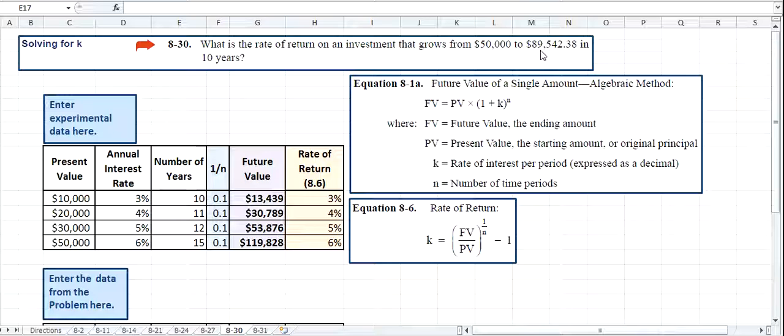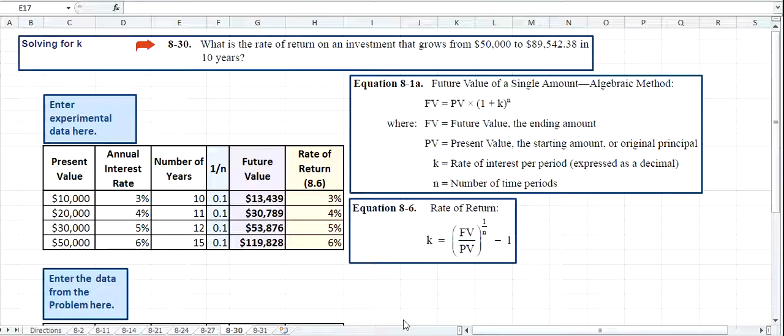89,542, and I don't have the cents in here. I don't go out as far as the decimal, so just simply find the amount 89,542 in 10 years. So the way you would do this is, let's say I'm not going to actually do the problem for you, because that's just too easy.